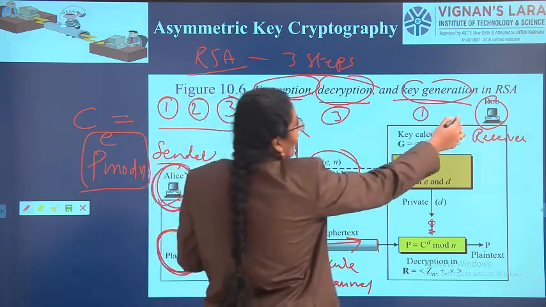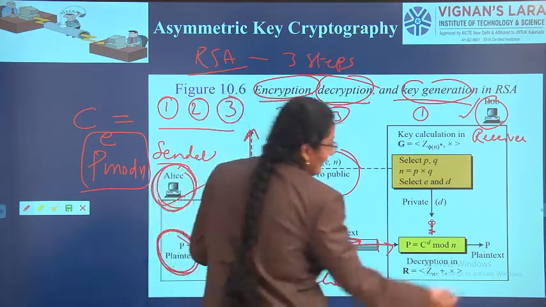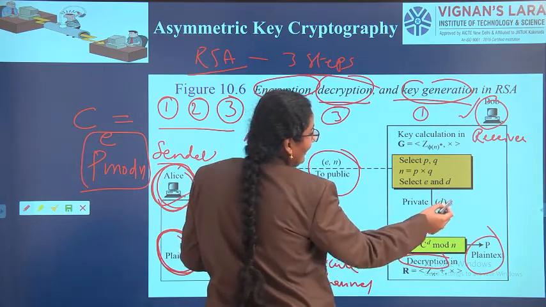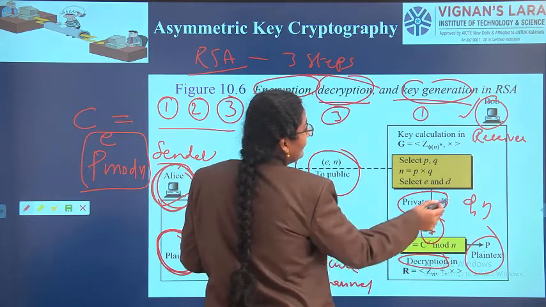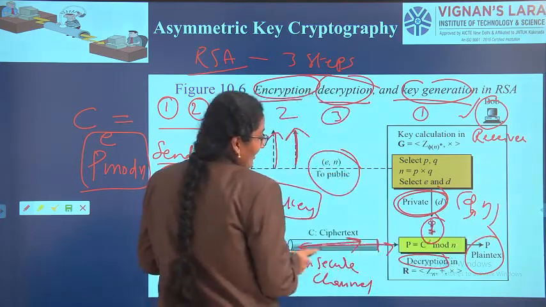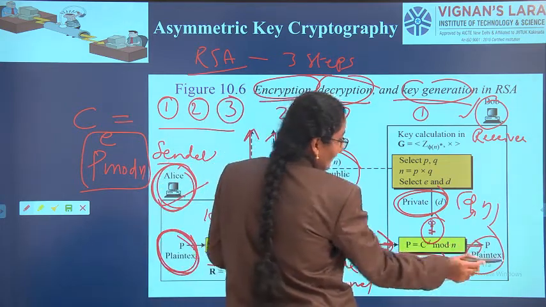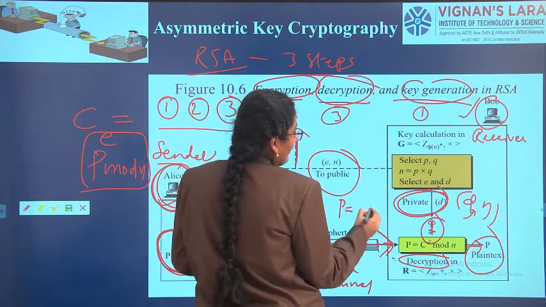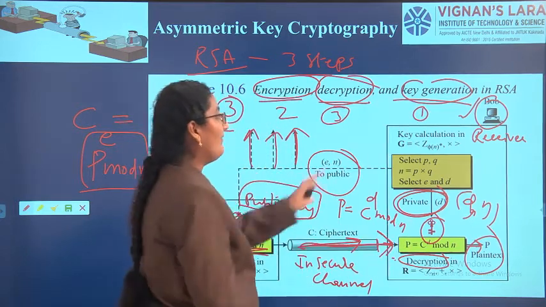Now Bob will receive this ciphertext and he wants to convert it into plain text. For that he is doing decryption. For that he has a private key, nothing but D comma N. So this receiver has taken the ciphertext. He wants to convert it into plain text by doing decryption. What is the formula for plain text? Ciphertext power D mod N. Same formula. So he will convert it.